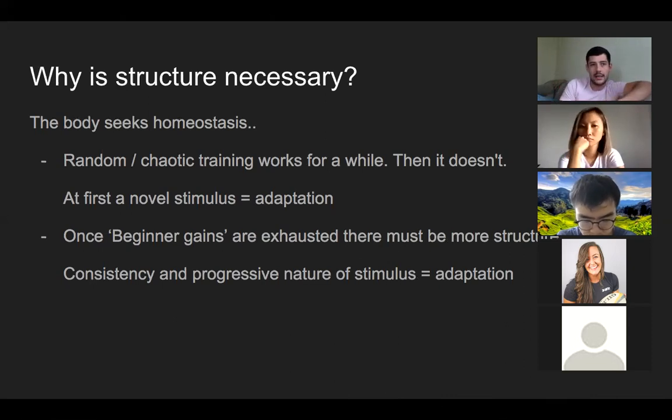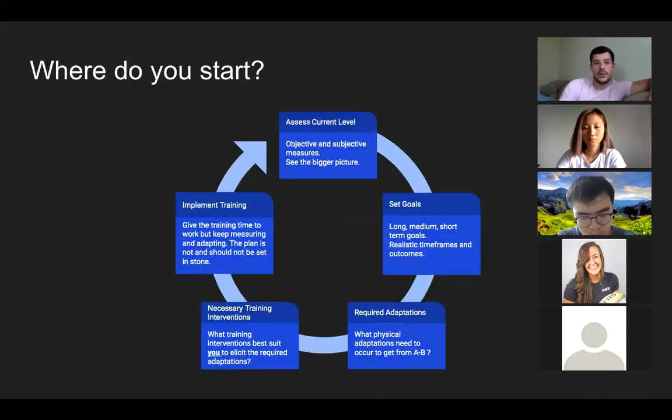And once that's been used up, you really need a bit more consistency and progressive nature to be able to drive an adaptation. You need to really consistently convince your body that it needs to change. That's why it's really important to build that structure in the first place. If you're just guessing and throwing shit at the wall and hoping some of it will stick, you're going to be leaving a lot on the table adaptation-wise. So when it comes to building a structure, you need to follow a bit of a structure to build that in the first place.